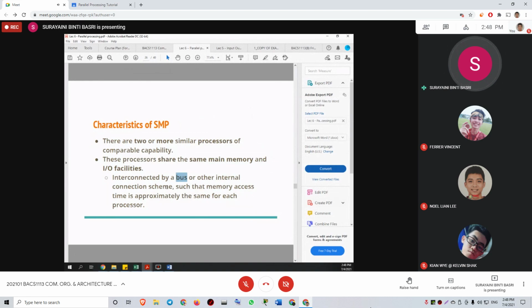Such that memory access time is approximately the same for each processor. So it is connected using a bus and other internal connection scheme, and that makes the memory access time approximately the same for each of the processors, meaning processors A, B, and C can have the same time when they are accessing the memory, because they use the same buses.